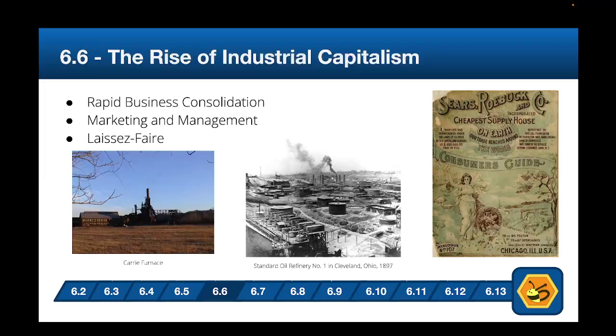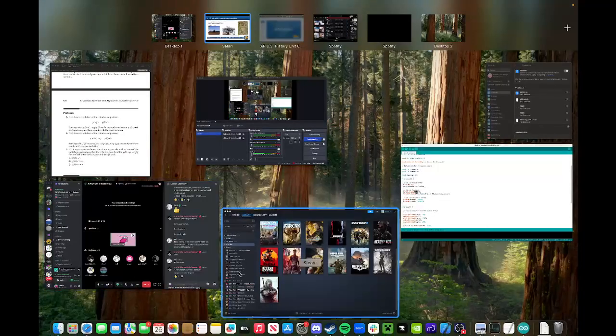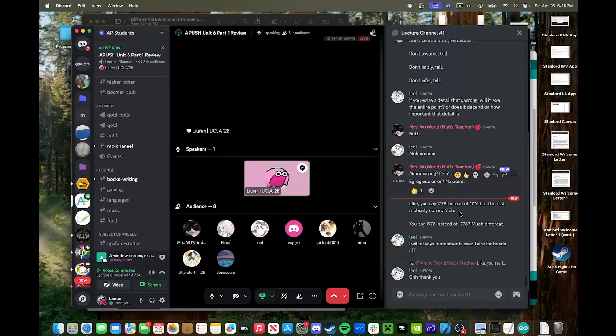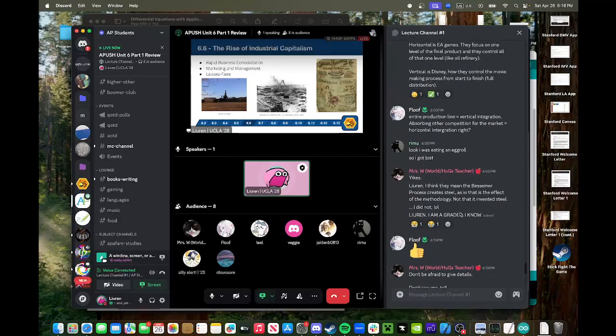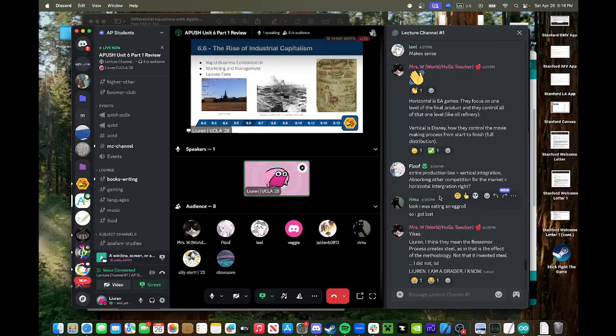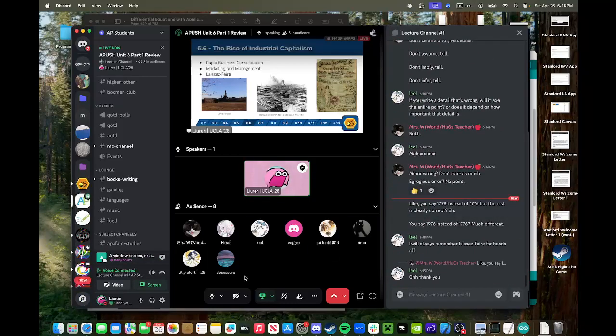So yeah, let's talk about vertical. And I think Mrs. W actually explained what vertical integration was. Yes, vertical is Disney. They control the movie making start to finish. That's a good explanation. So basically, the key idea with vertical integration is that the trust will control all the operations that will lead up to a finished product that they're mainly concerned with. A good example will be Carnegie Steel. Andrew Carnegie.